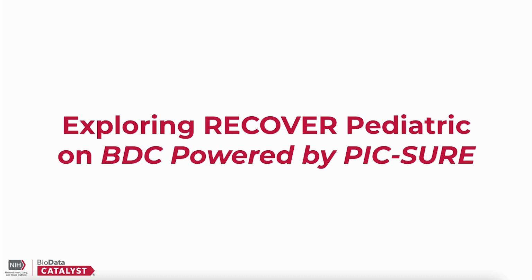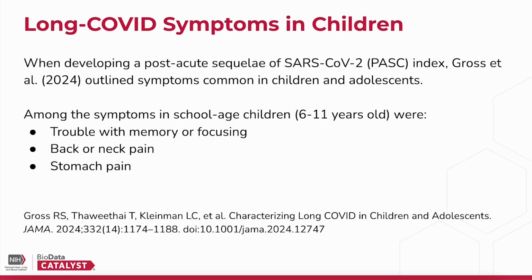Now let's explore the RECOVER Pediatric Cohort on BDC powered by Picture. Before getting to the demonstration, let's outline an example research question. When developing a post-acute sequelae of SARS-CoV-2, or PASC index, Gross et al. outlined common symptoms in children and adolescents. Among the symptoms in school-age children, or children 6 to 11 years old, were trouble with memory or focusing, back or neck pain, and stomach pain. You can learn more about their findings and other symptoms in the cited publication on the slide.